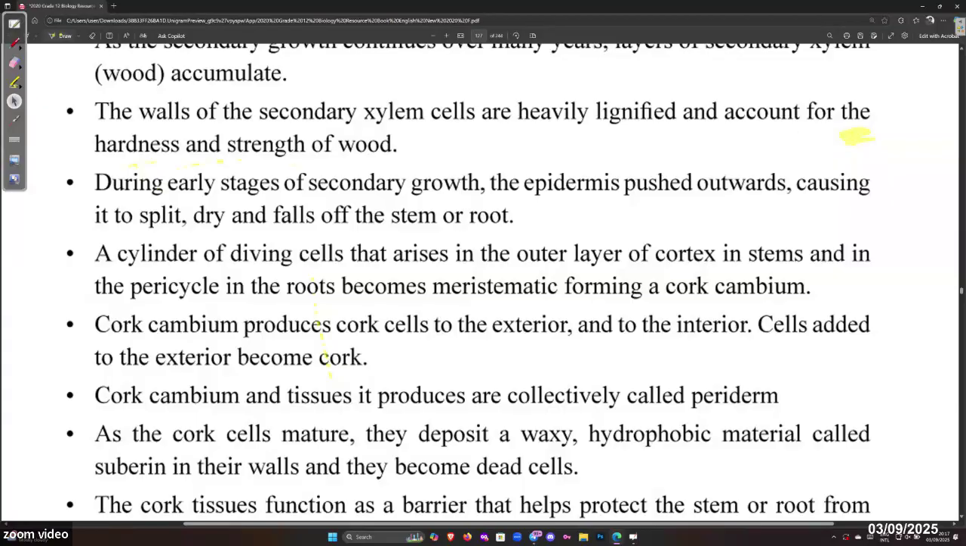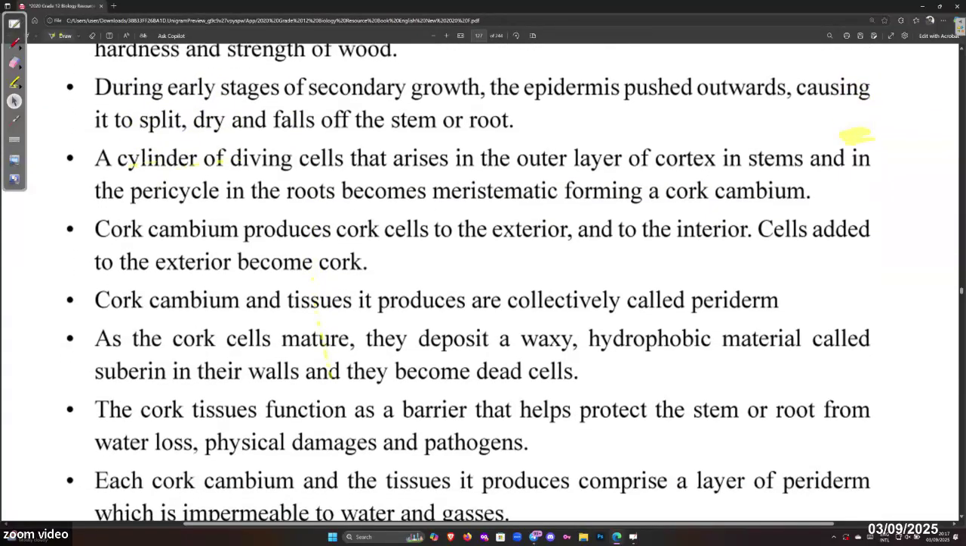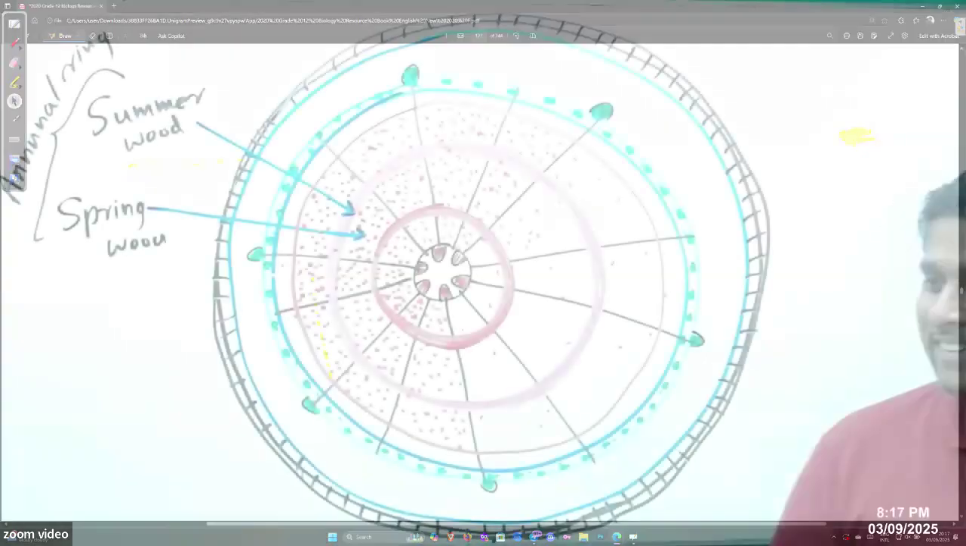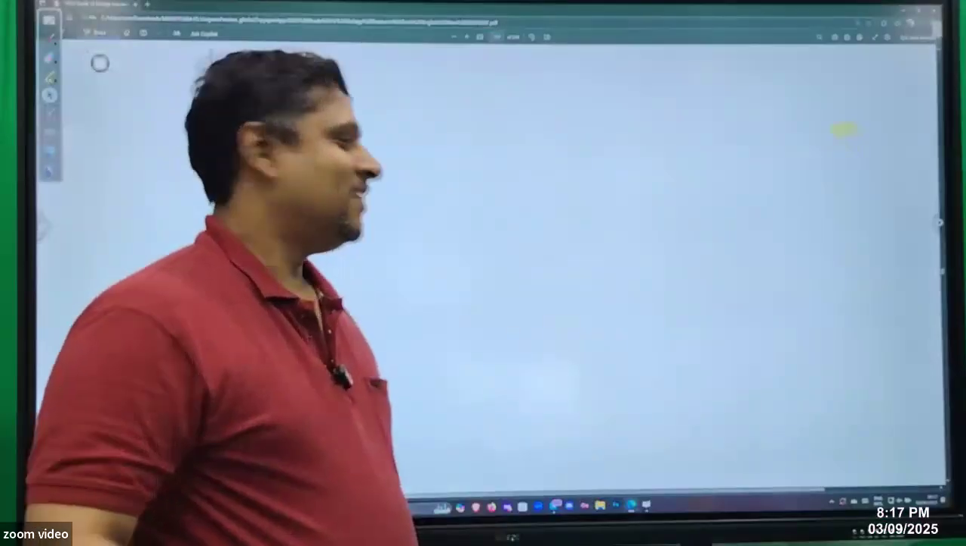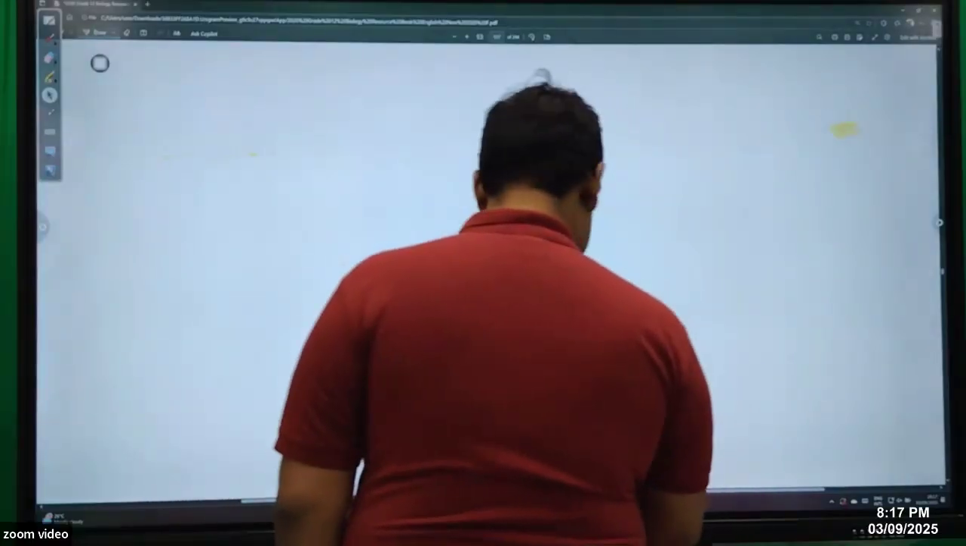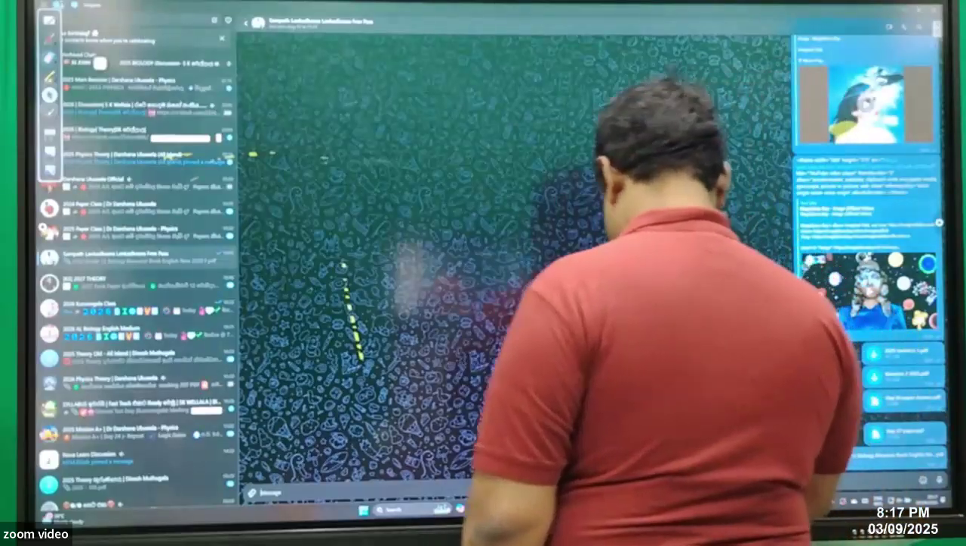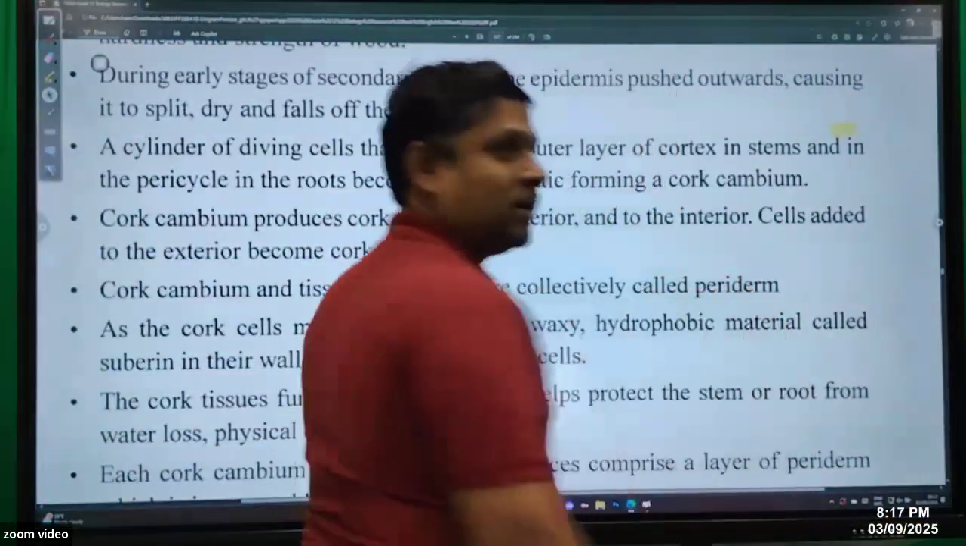During early stages of secondary growth, the epidermis is pushed outward, causing it to split. So, a cylinder of dividing cells arises in the outer layer, becoming meristematic and forming what? Cork cambium. So it forms cork cambium. What's wrong with that? No, it's okay. Cork cambium.